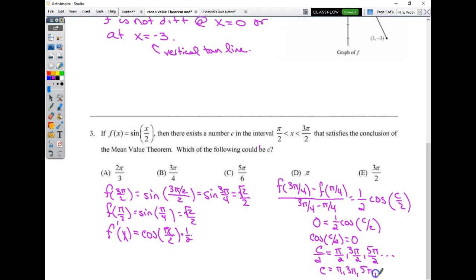And technically there's an infinite number of solutions here. But you can see the only one that's between π/2 and 3π/2 is π. I know the trig gets scary, so if you have questions on that one, feel free to ask.